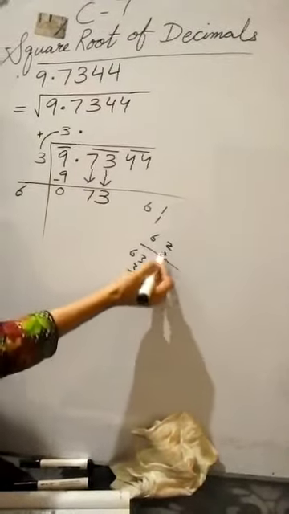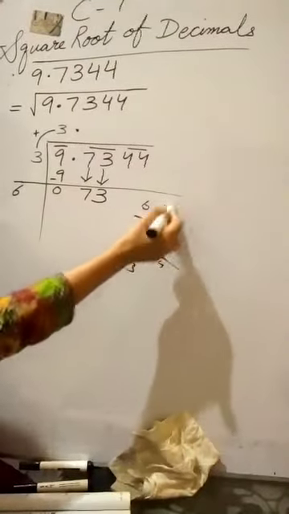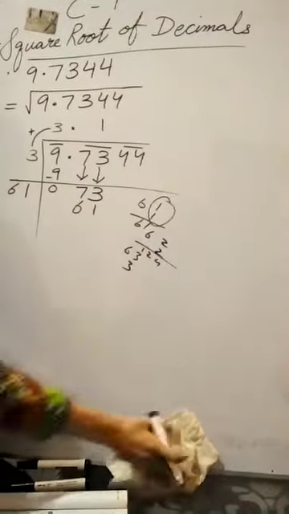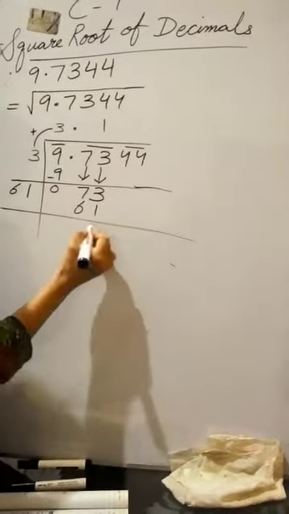2 times 2 is 4, 2, 6 times 12. This is a bigger one. So 1 time 1 is 1, 1, 6 times 6. This pair is correct. So 161, 1 time 61. Now minus and the answer will be 2, 1.